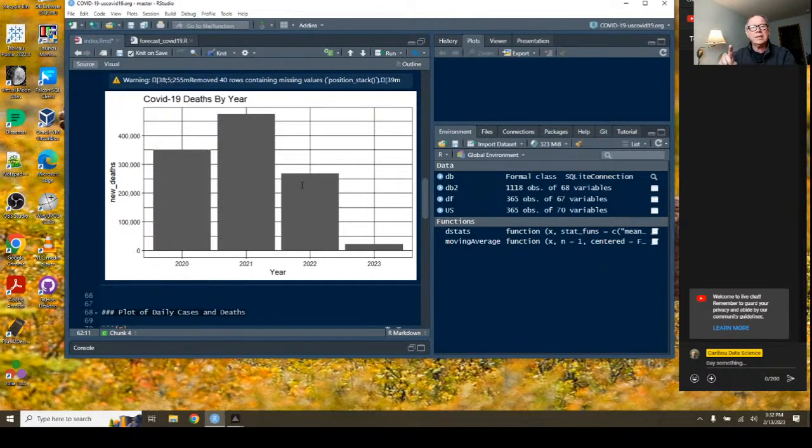But of course, that's not the message that the media wants to give you. People just say, "Oh, it's the highest." So what? Last year was the lowest for deaths, the lowest of all.